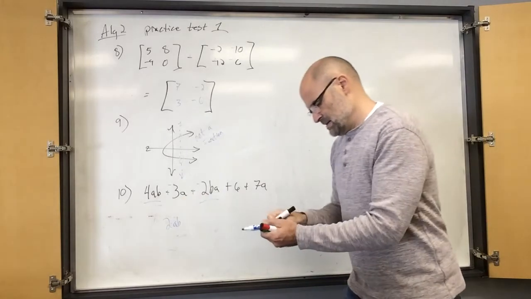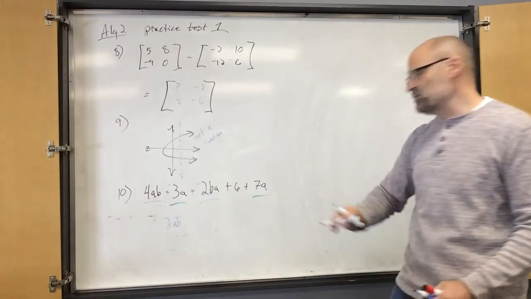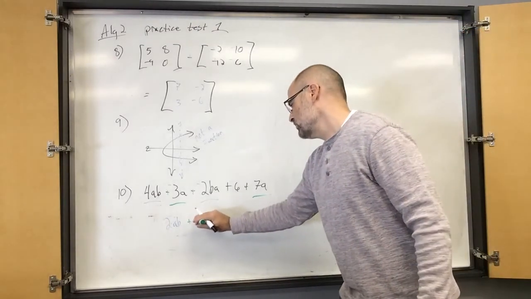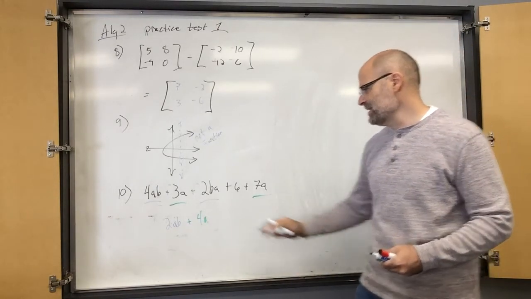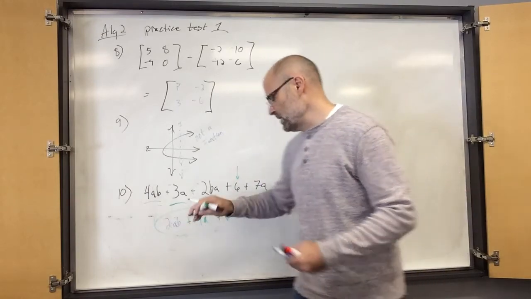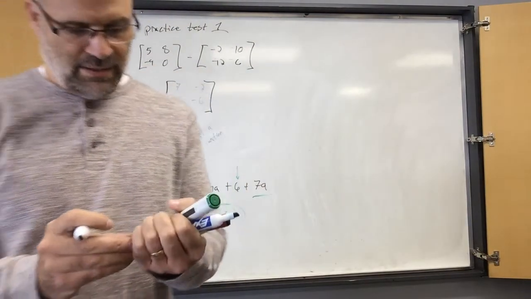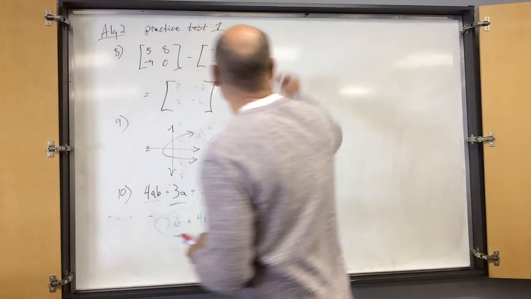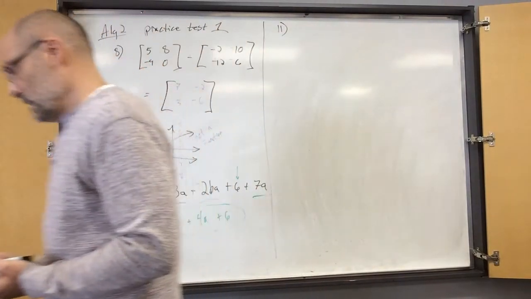We got -3a and positive 7a. What's that? 4a. Okay, and then you're just left with this lonely 6. Full 6. And that's it. Don't go any farther. Don't try to combine those together. They will explode. They don't like each other. Math is very segregated.